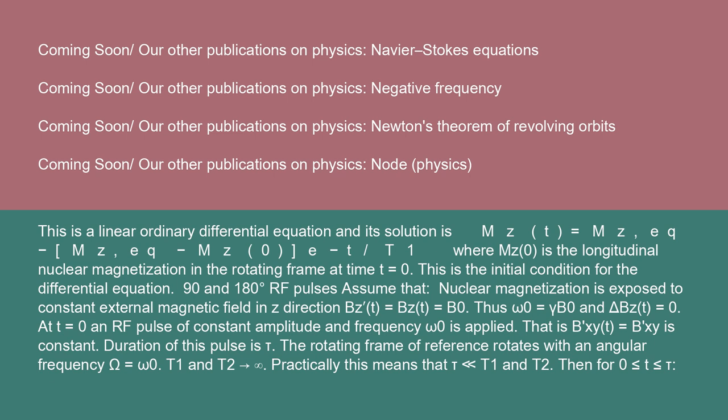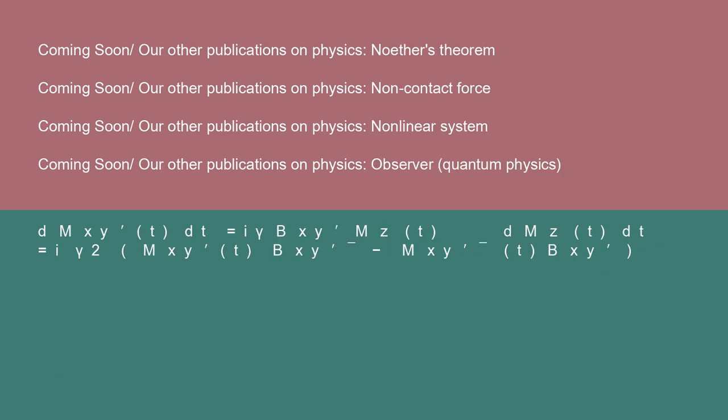The rotating frame of reference rotates with an angular frequency ω equals ω0, and T1 and T2 are infinity. Practically, this means that τ is much less than T1 and T2. Then for 0 less than or equal to t less than or equal to τ, dMxy(t)/dt equals iγBxy Mz(t), and dMz(t)/dt equals iγ/2 [Mxy(t)B*xy minus M*xy(t)Bxy].